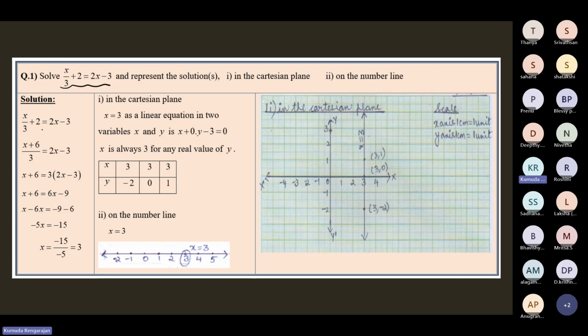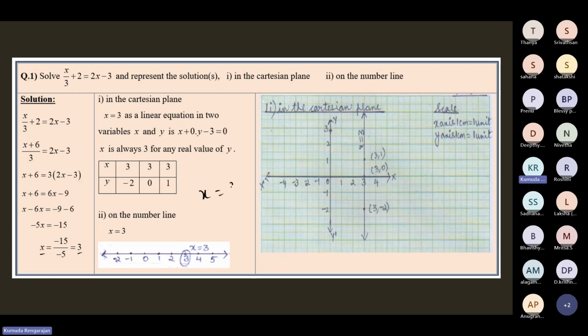So now, to represent this equation graphically, you need to first solve this. I remember in one class earlier, I already spoke about the solving part. On solving, we get x is equal to 3. Now, as you can see, x is equal to 3 is a linear equation in one variable x, and its geometrical representation is a point on the number line.